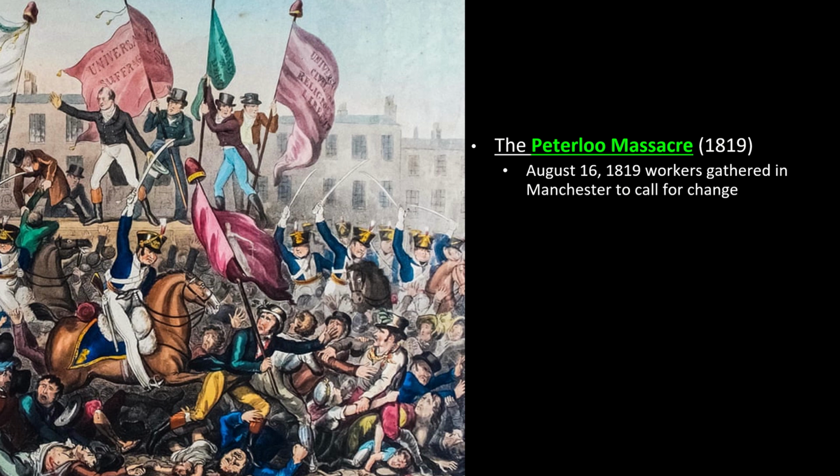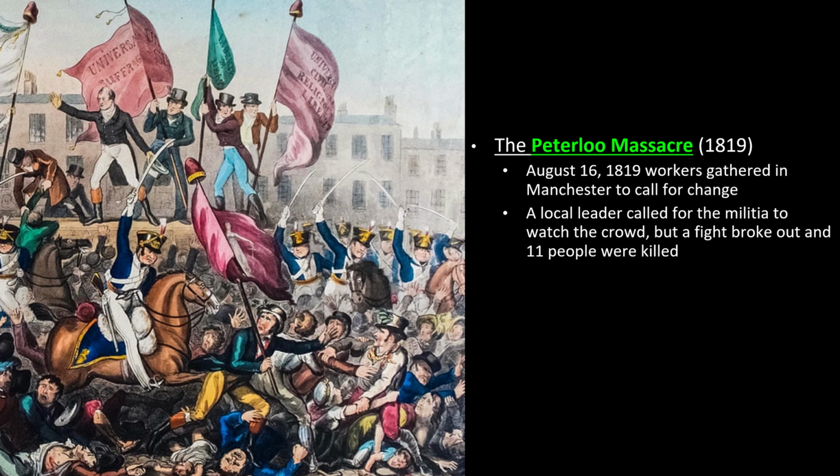Why? Because they're pissed about the Corn Law. They're mad about the sales tax. They're mad about high grain prices. They're hungry. So they gather together to call for change. Well, remember, the government said you can't do that. So what does the local leader of Manchester do?